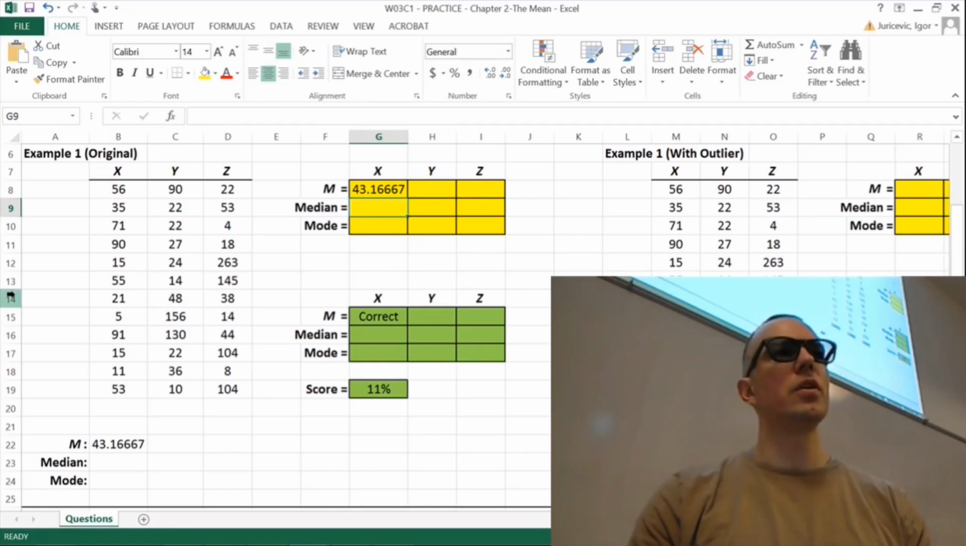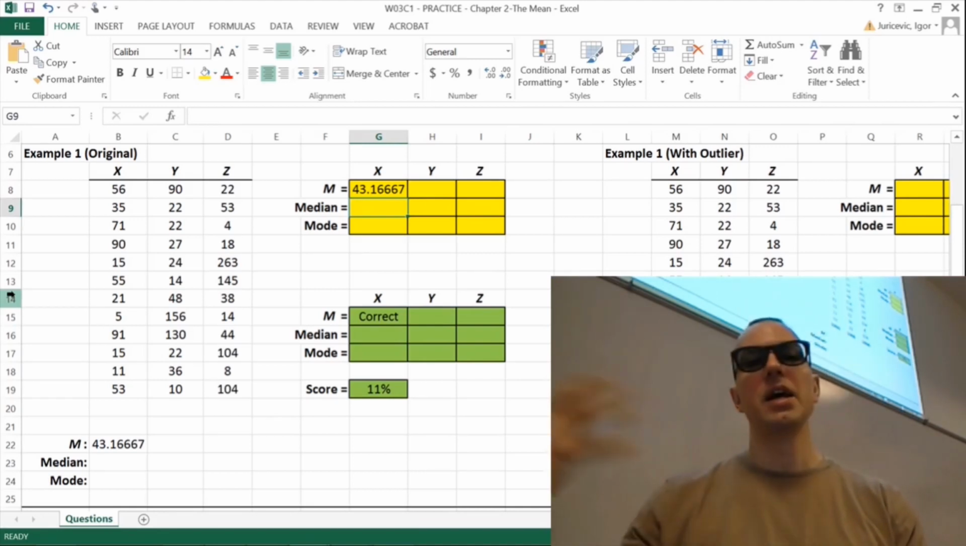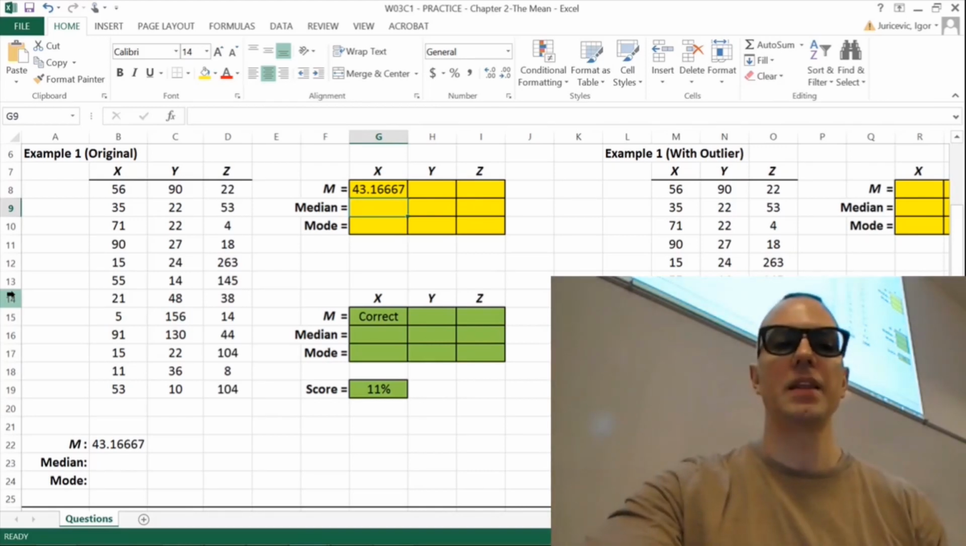So make sure that you're using the equals function. Do not enter these in manually. You will lose points on your homework assignments. You will lose points on your exams if you make that error.